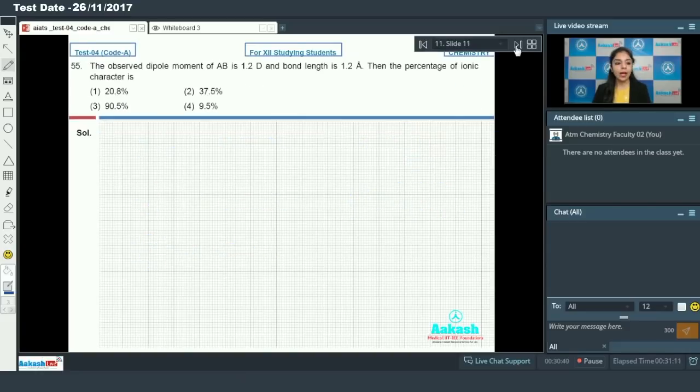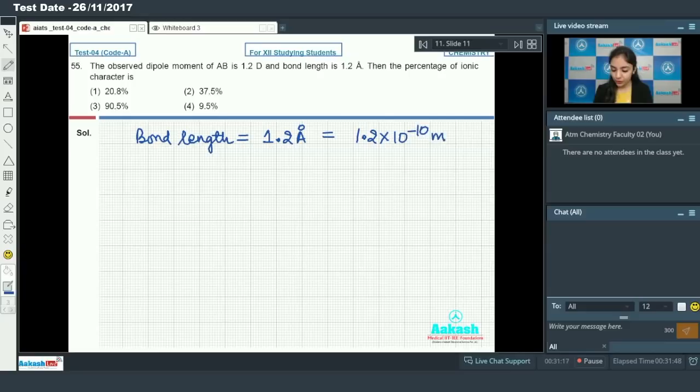So moving on to the next one, we have question number 55, which is related to the dipole moment. It says that the observed dipole moment of AB is 1.2 debye and the bond length is 1.2 angstrom, then the percentage of ionic character is. You have been given the bond length of the molecule AB, which is equal to 1.2 angstrom. Convert this into meters, it will be equal to 1.2 into 10 raised to the power minus 10 meters.